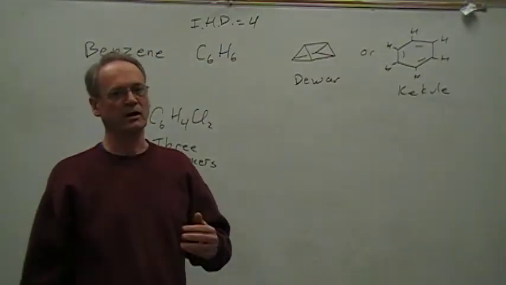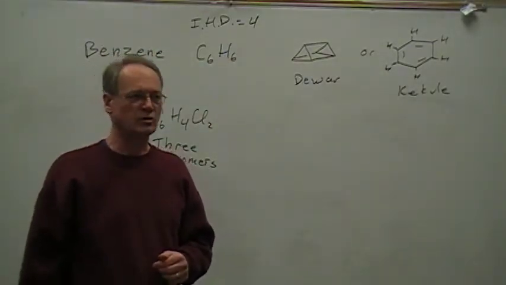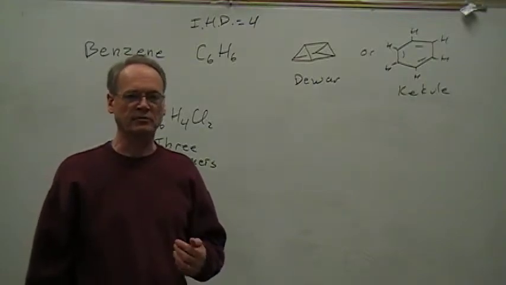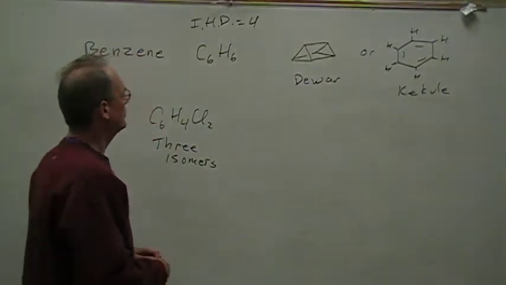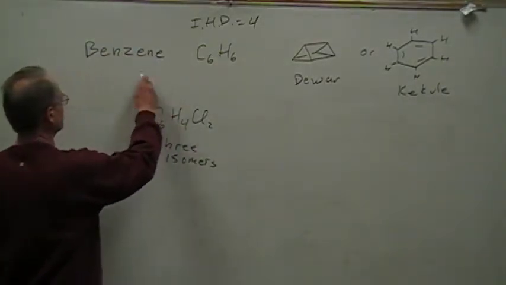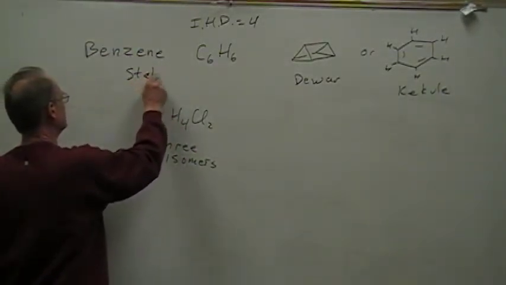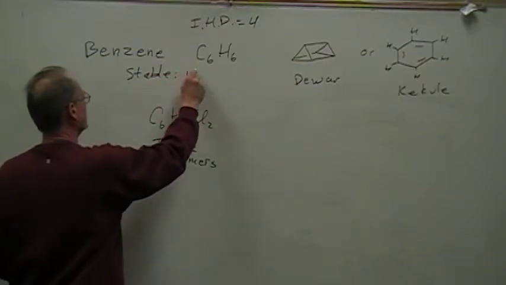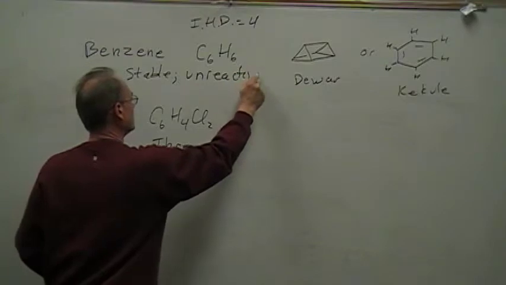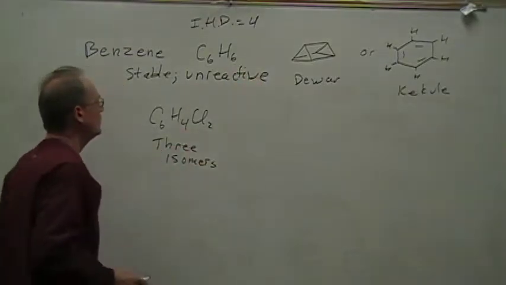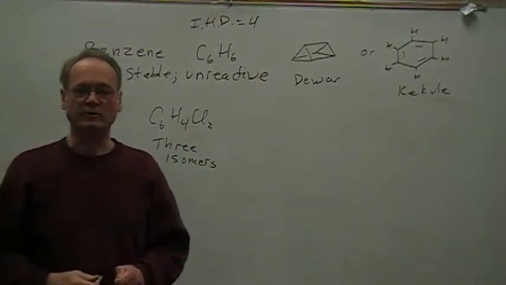If you can even manage to hydrogenate it, which is difficult, but you can do it, and if you do hydrogenate it, it turns out you get out some energy, but not nearly as much as you would otherwise expect. So in other words, the properties of benzene are that it's very stable and unreactive, especially unreactive with reagents that normally react with alkenes.